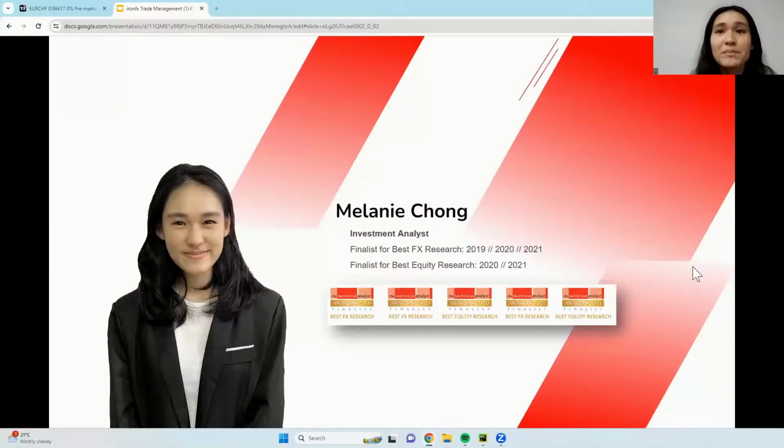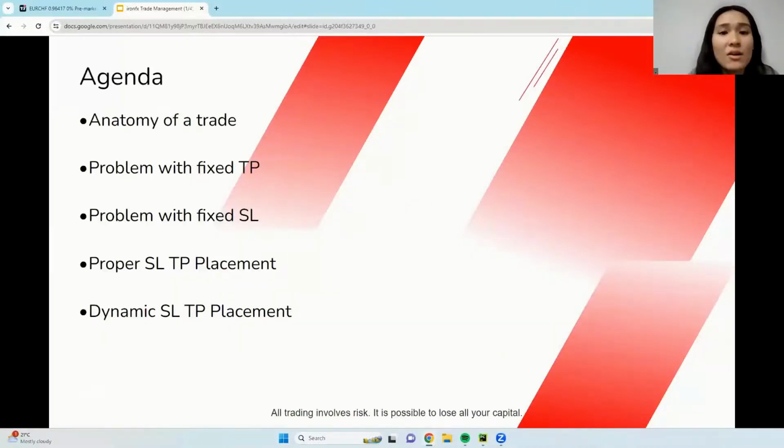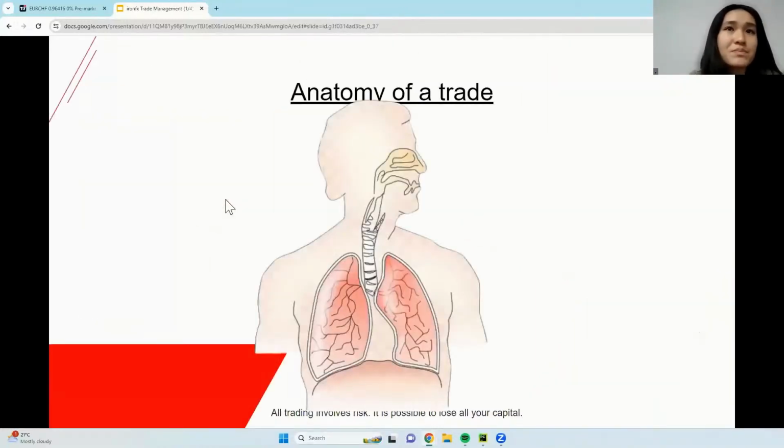So here's our agenda for today. Firstly, we're going to look at the anatomy of a trade, and then why exactly you shouldn't use a fixed take profit or fixed stop loss. Then we'll talk about what the proper stop loss and take profit placement is, followed by dynamic stop loss and take profit placement.